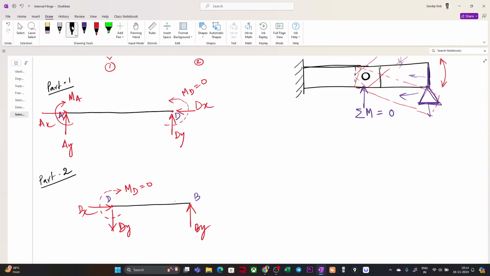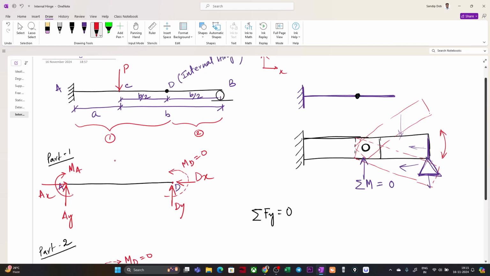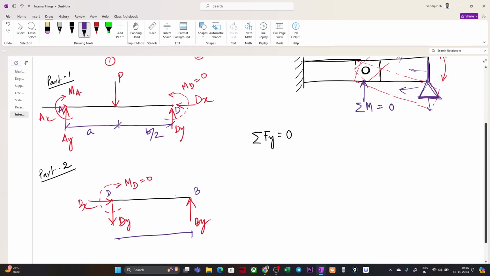So now if we write the equilibrium equation, summation of Fx equal to 0, and we already know AX equal to 0, so I'm not writing it, because there is no horizontal force. If I take the summation of Fy equal to 0, I'm considering this whole length as a single beam. Let me fix one mistake I have made. I need to draw this force also here, E. This distance is a, this distance is b by 2, and this distance also b by 2.